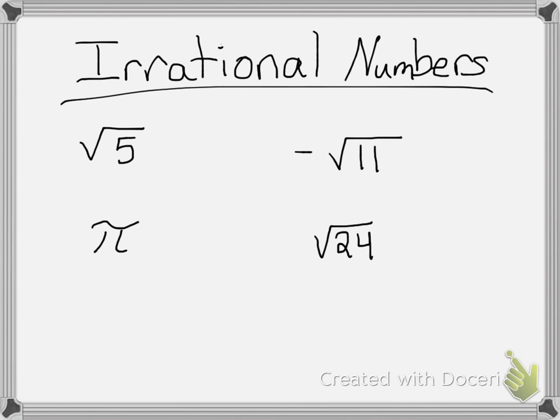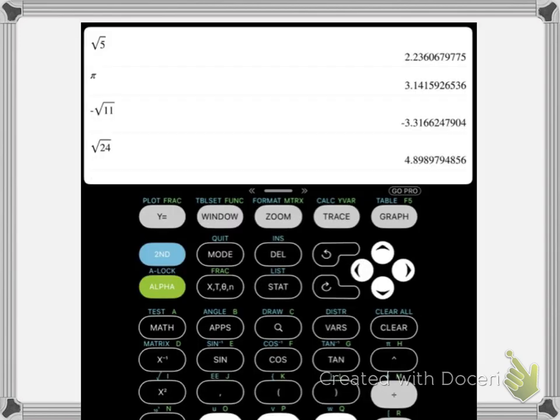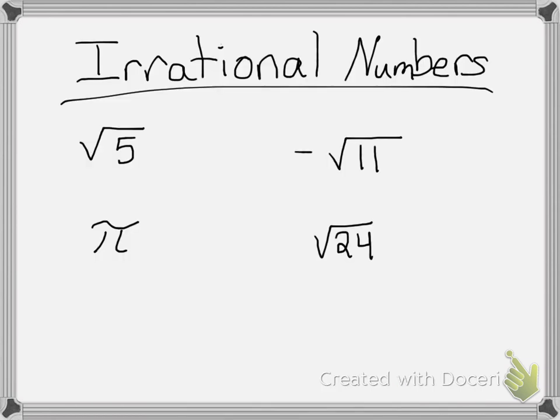Take a wild guess. They are numbers that cannot be written as a fraction. And as you can see, if you type them in the calculator, they are not decimals that terminate, meaning they stop. None of these decimals stop. They keep going and going and going. And none of these decimals repeat. That's why these are considered irrational numbers. And that's it.